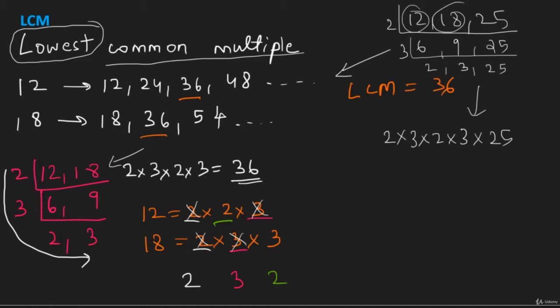I take out this 2 over here, and for this 3 I write a 3 over here, and I multiply all of these and I get my LCM as 36, which is the same value we got over here. Let's practice some HCF and LCM questions.